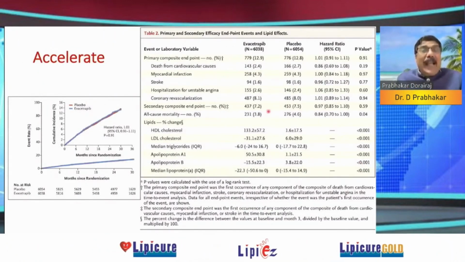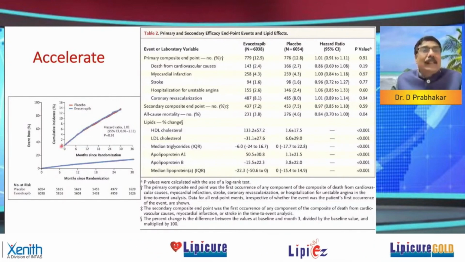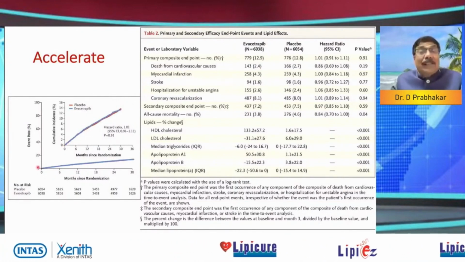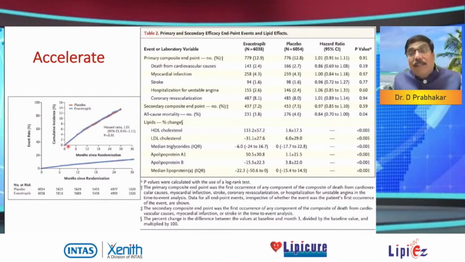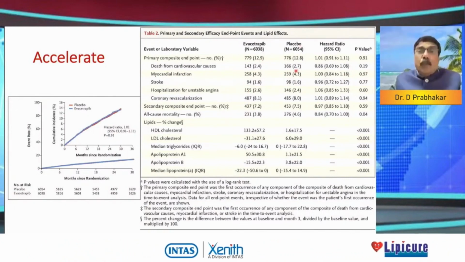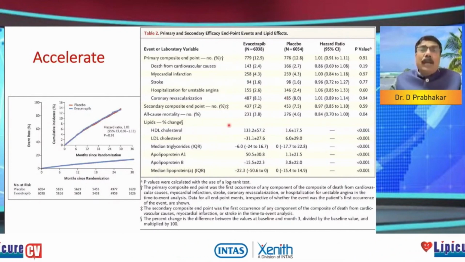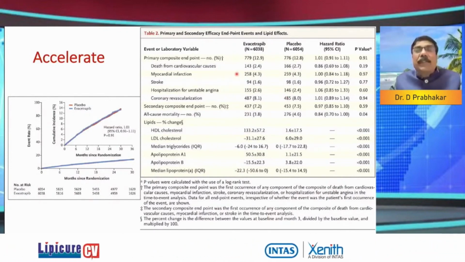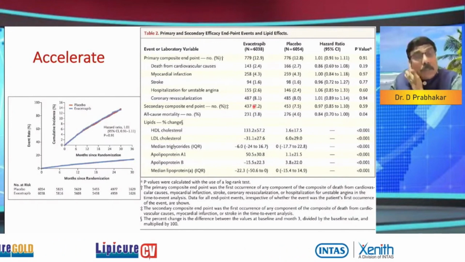But in the Accelerate trial, look at the results here. They are more or less the same. It accelerated the trial, but decelerated the results. There's not much of a difference at all. Look at the primary composite endpoint, more or less the same, and look at all the results. Nothing really showed much of a difference. So this trial also did not show any significant effects.